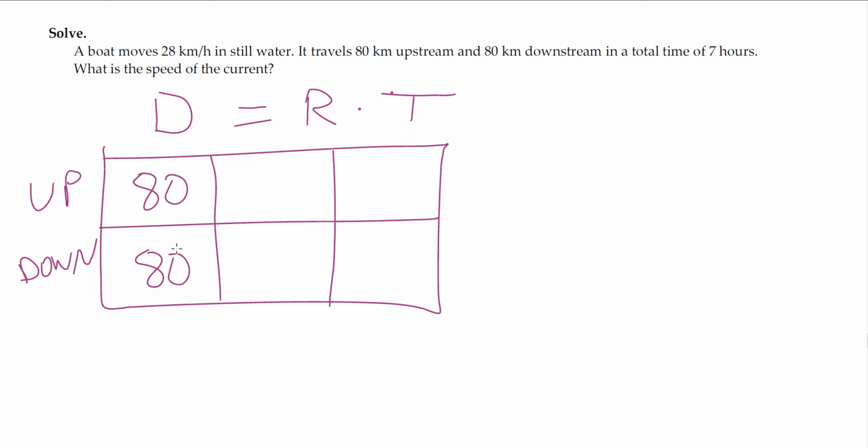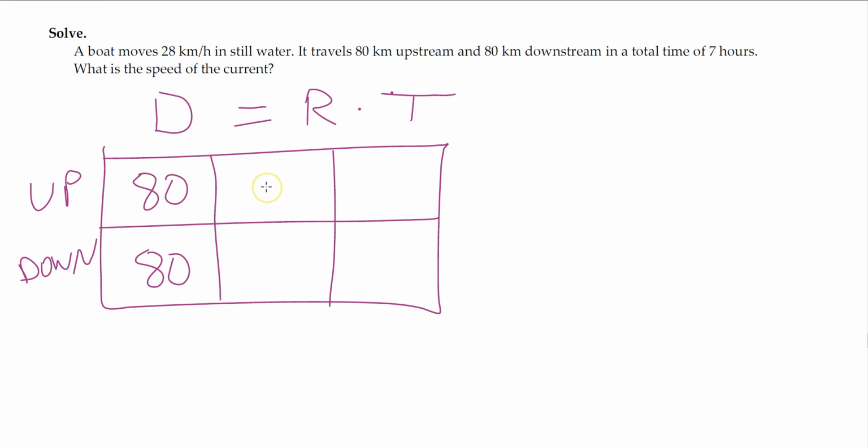Now the rate is the next easiest thing to fill out. The total time of 7 hours, they didn't do 7 hours in one or the other. So I can't just put a 7 in one or the other here. So that makes it a little harder to fill out the time column. But I'll show you how to do that.